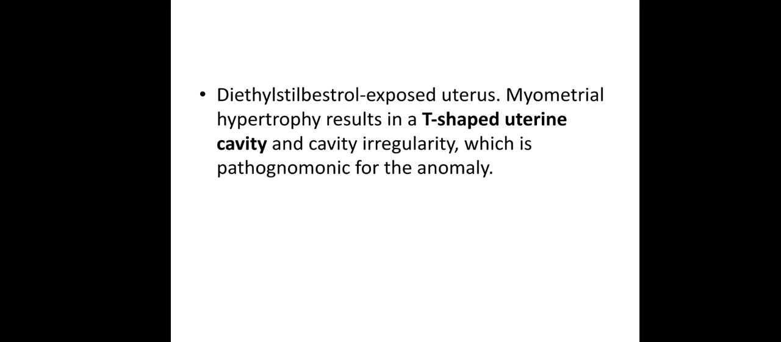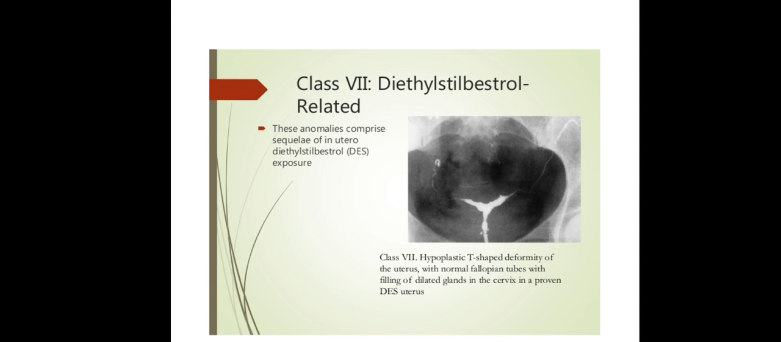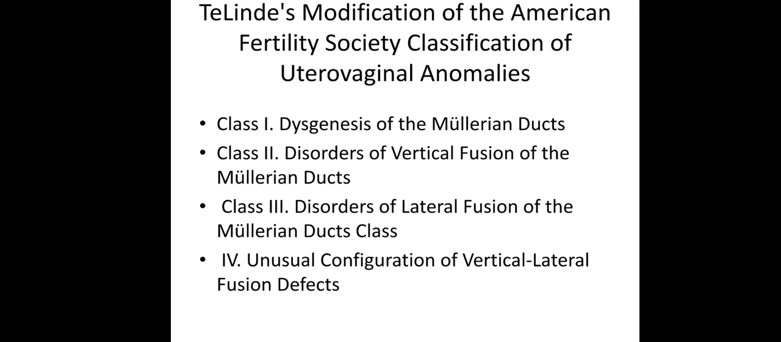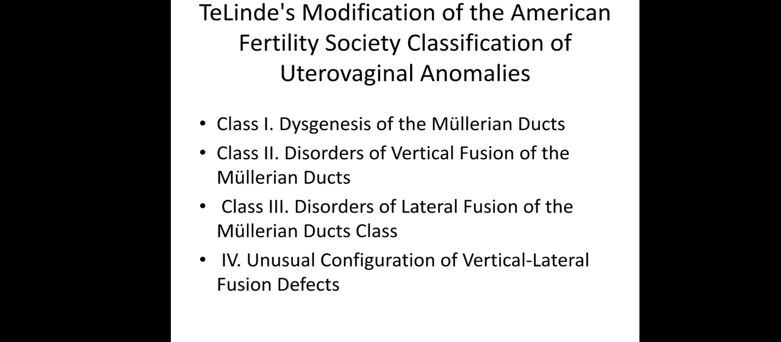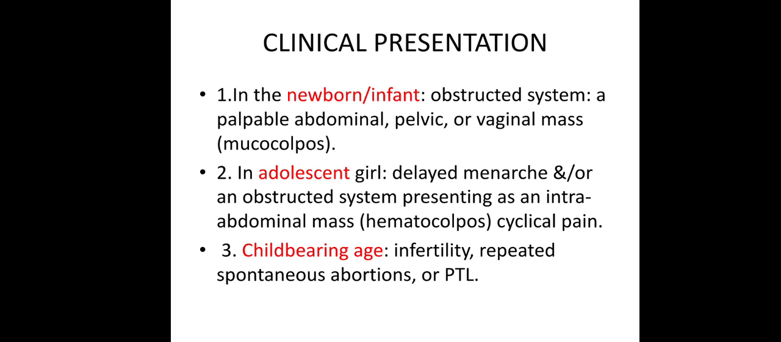Okay, so myometrial hypertrophy, a T-shaped uterine cavity and cavity irregularity, which is pathognomonic. This is a T-shape. This is an HSG showing the T-shaped deformity of the uterus with normal fallopian tubes and filling of dilated glands of the cervix. This is another classification, T-Lindsay. You don't need to know this. It just tells you, according to organogenesis, the fusion defects type. In that order it comes.